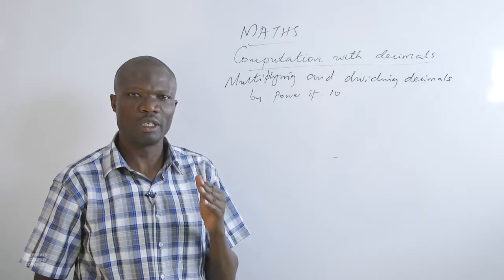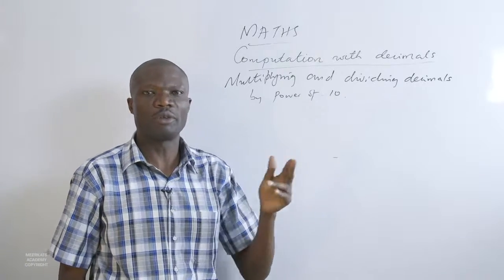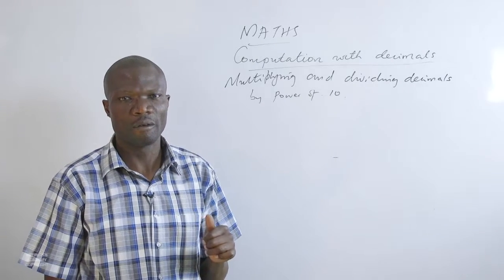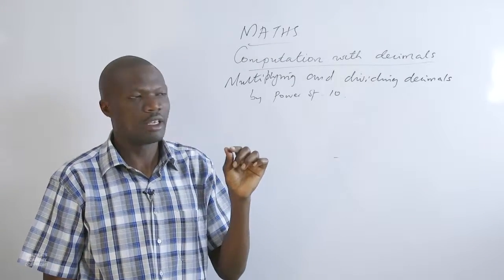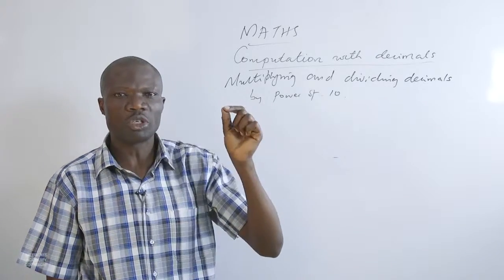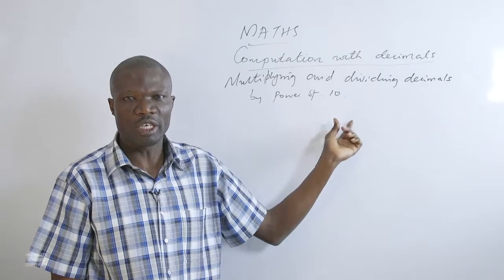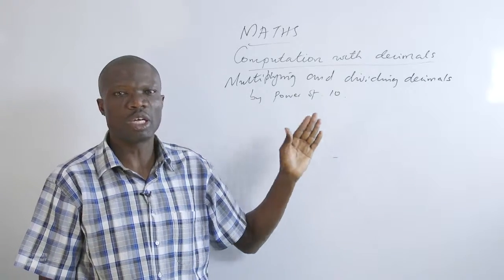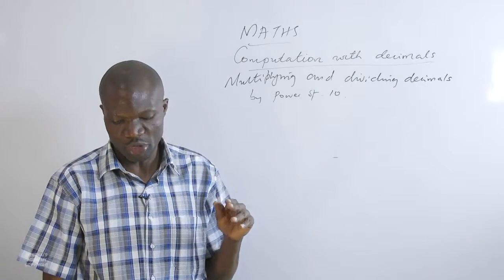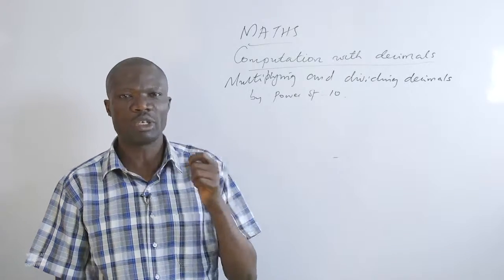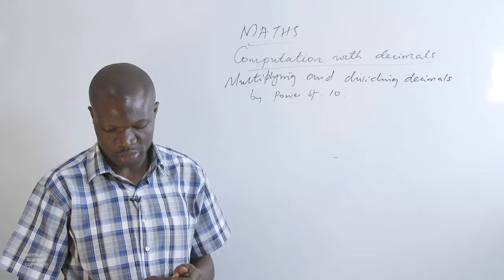Multiplying and dividing decimals by powers of 10. When we talk about powers of 10, we've taken a different direction. We shall have to multiply a decimal or divide a decimal by a number that is a multiple of 10. And then later on, we look at multiplying or dividing decimals by other decimals. What rule must we observe to be able to multiply and divide decimals?